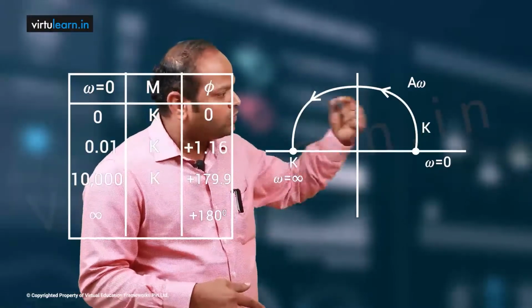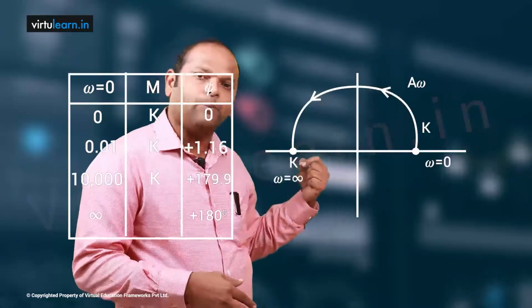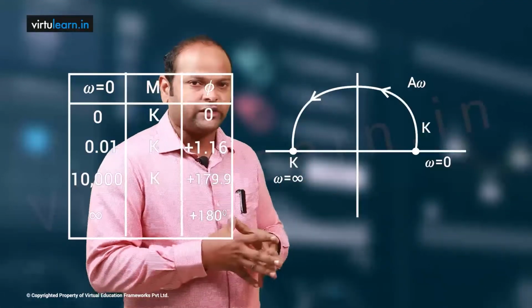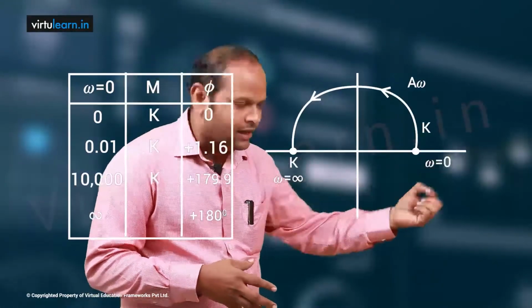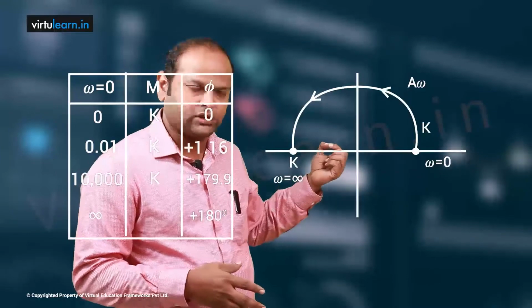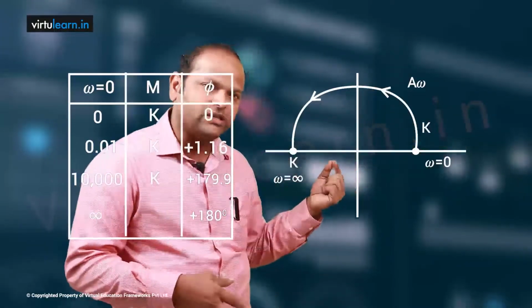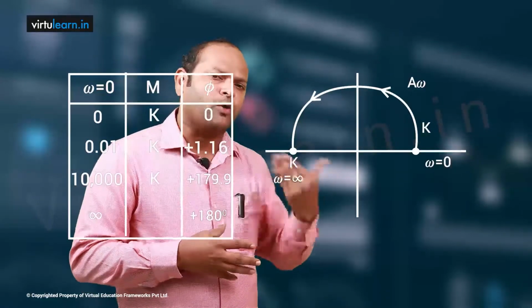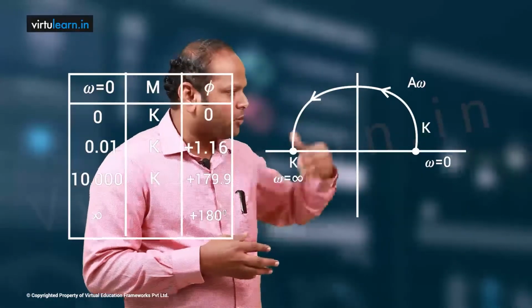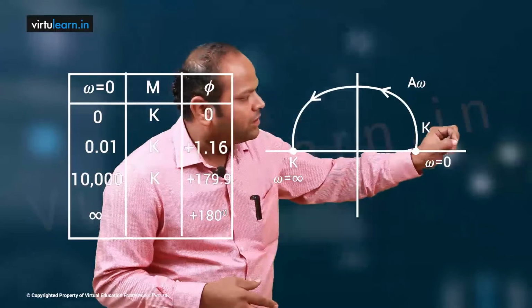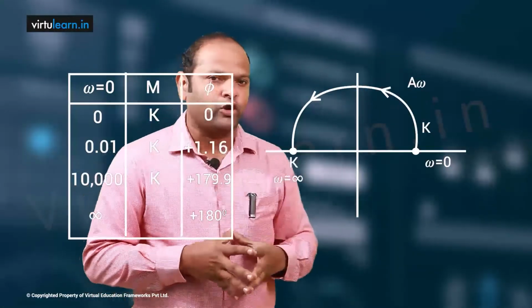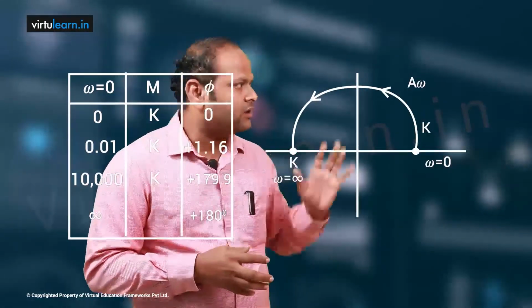Then what do I need to do? I need to take a plot like this. But which one should you take? There are two possibilities. I can start here and come like this, which is the clockwise direction, or I can take the anti-clockwise direction. Since all my angles are positive, you will have the anti-clockwise direction of the polar plot. So this is the polar plot for this particular system.